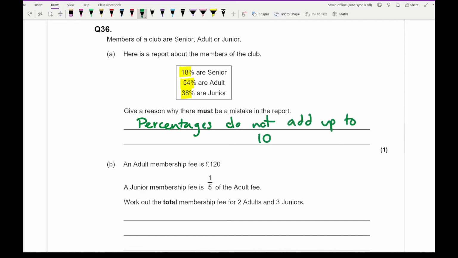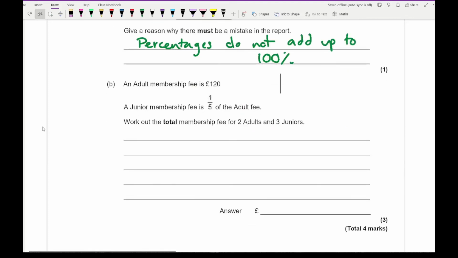to 100%. It then says that an adult membership is £120. A junior membership fee is 1/5 of the adult fee. Work out the total membership of 2 adults and 3 juniors. So first of all, let's work out what the junior membership costs. So that's going to be 1/5. Now of means multiply. So if I do 1/5 of 120, and again type that into my calculator, I get an answer of £24.